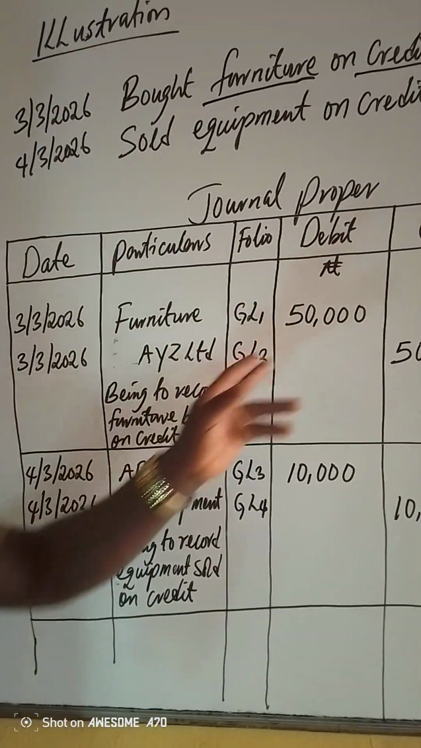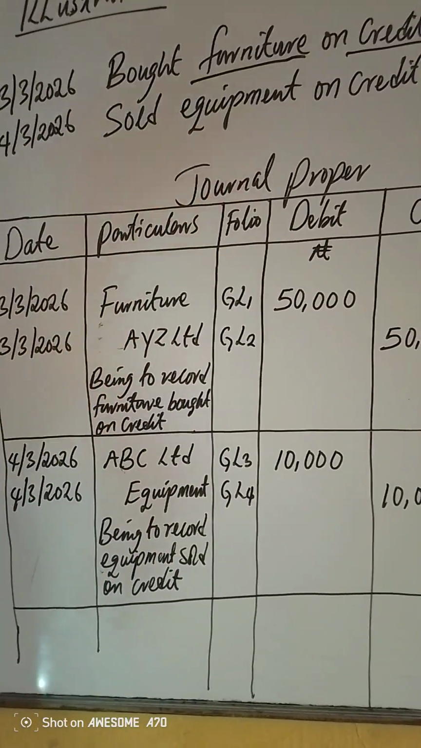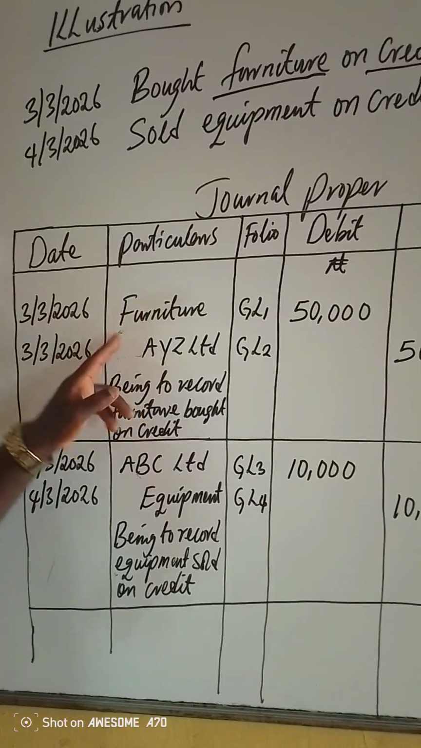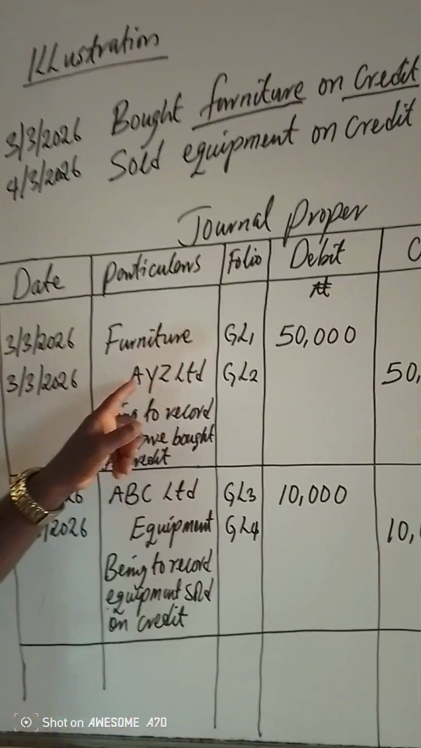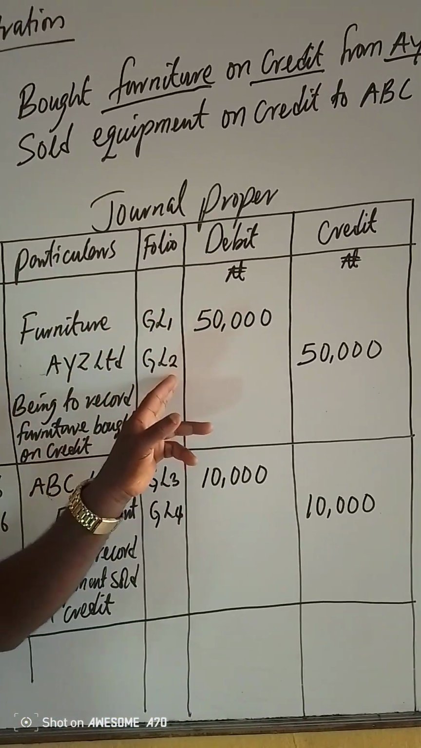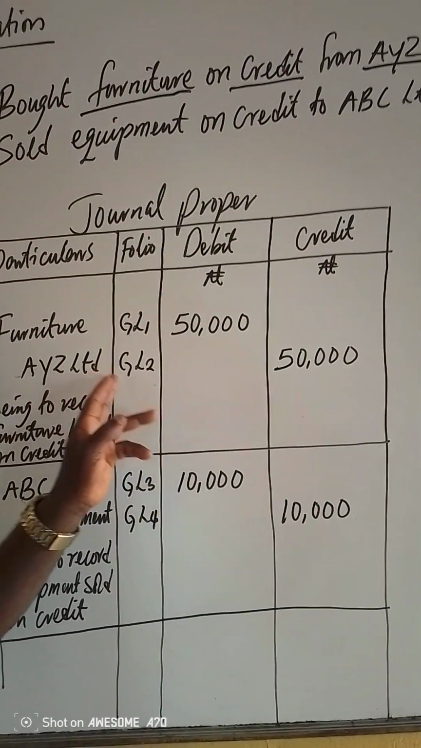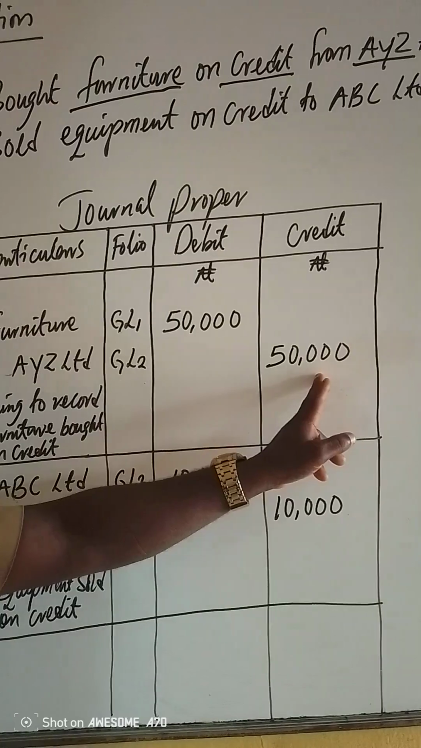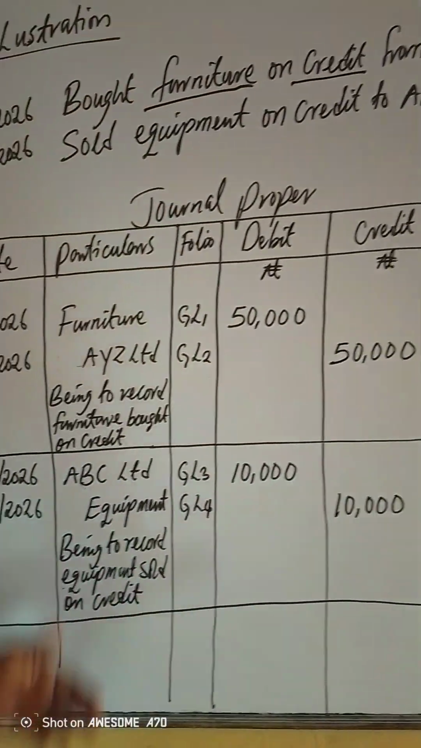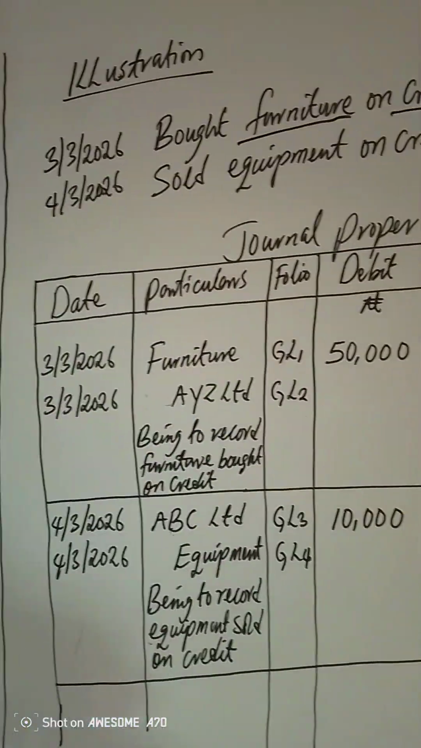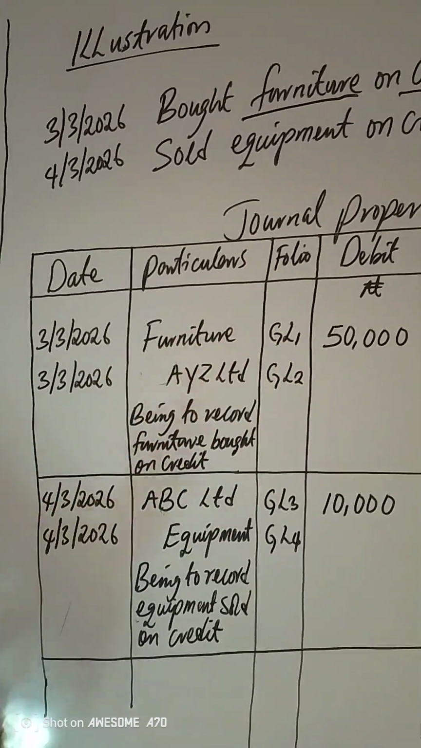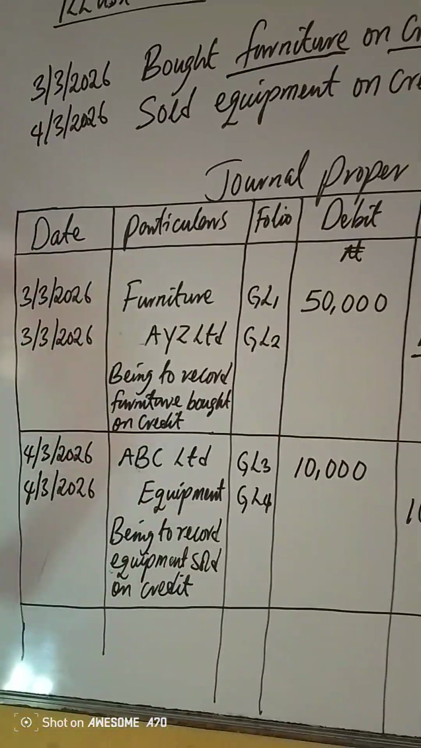So this is general ledger 1, and then AYZ will be credited because it is the giver, and mind you, you indent a little and then put AYZ, and this is general ledger 2, because this is another account. This account is separate from this account, general ledger 2, and the amount to be credited is 50,000. Then you must narrate, you must explain. If you don't explain, in terms of an examination, you will lose your mark.